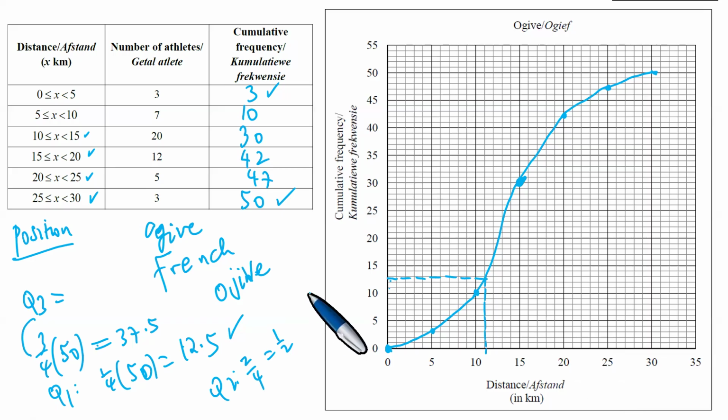So obviously the distance is going to be exactly what? 11. So this one is going to give us Q1. So Q1 is going to be 11.